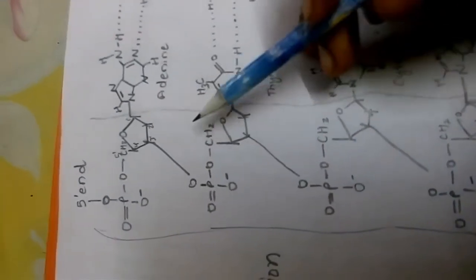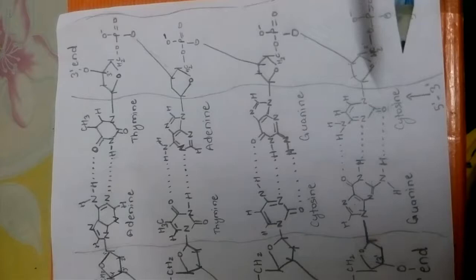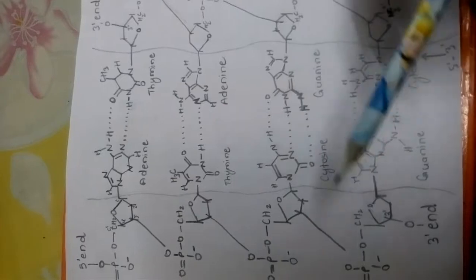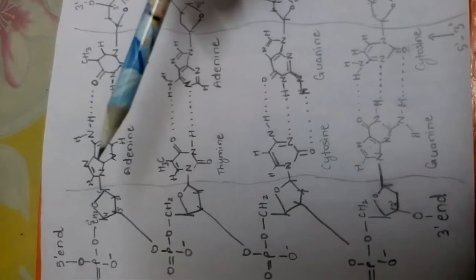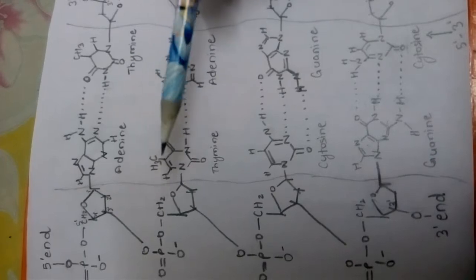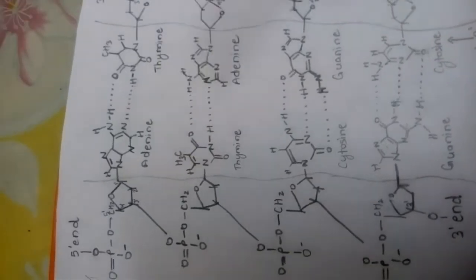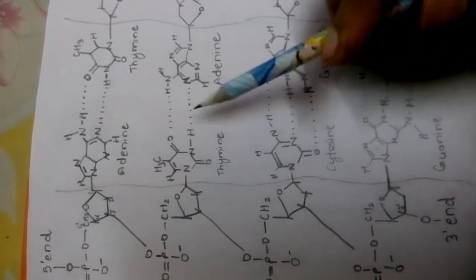Now let's see what is the DNA double helix. One molecule of DNA has two strands of DNA. They are coiled around each other. One turn of our DNA double helix model has 10 base pairs, and each turn covers a distance of 3.4 nanometer. It is stabilized by hydrogen bonding.